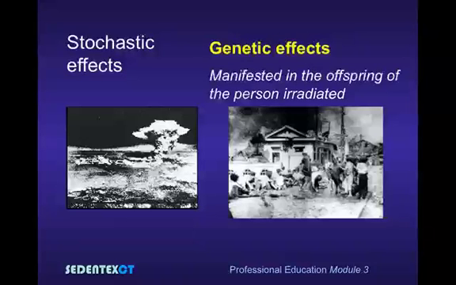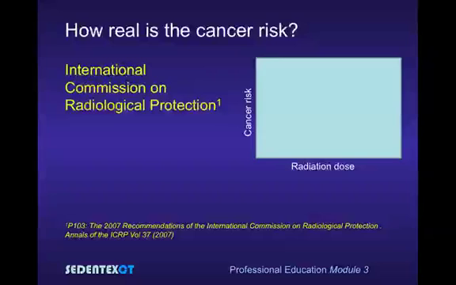As I said earlier, genetic effects do count as stochastic effects, and they're manifested in the offspring of the person irradiated. And while these are believed to occur in association with such events as the atomic bombs in Japan, they are not considered to be of relevance to dental radiology. Despite what we've said about cancer risk from X-ray exposure, some people still doubt that there is a real risk, particularly at the low levels of dose associated with clinical medicine and dentistry.